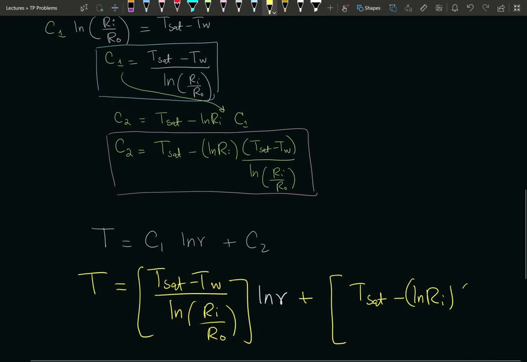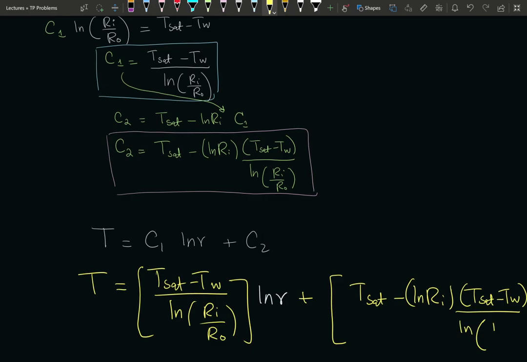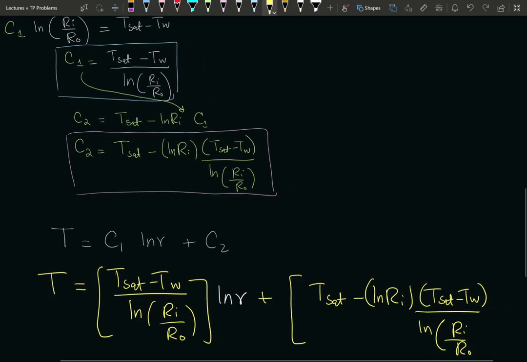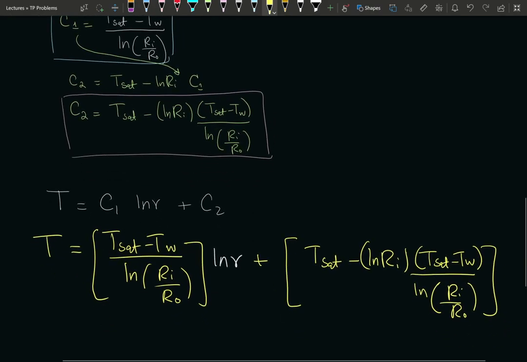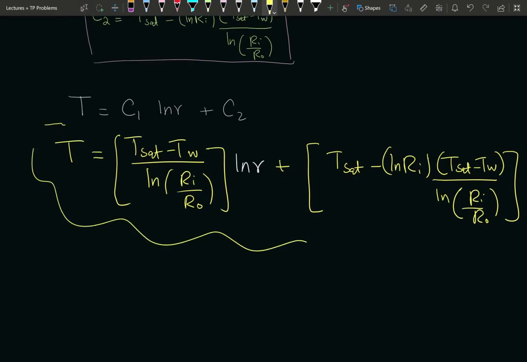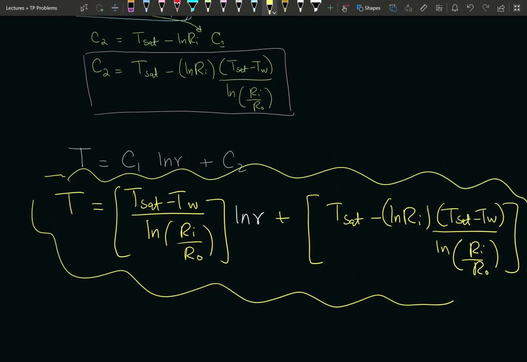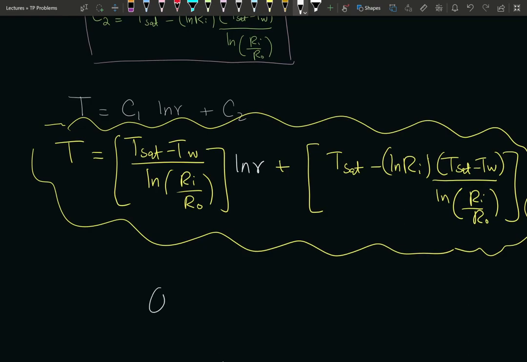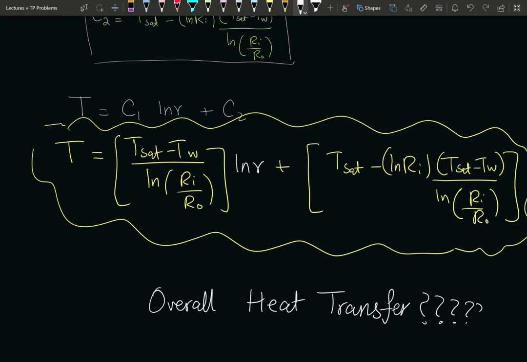Once we have the temperature profile, we can find the location of the maximum temperature, the average temperature, etc. But this is my overall temperature profile, and usually a practicing engineer is concerned with the overall heat transfer. What is the rate at which heat is escaping my pipe?